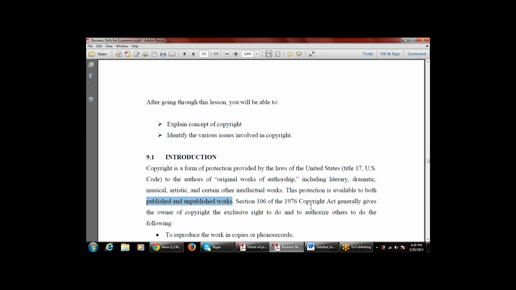Section 106. These are the various sections available in the 1976 Copyright Act. It generally gives the owner of the copyright the exclusive right to do and to authorize others to do the following.